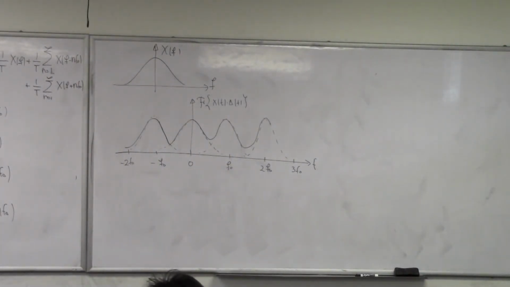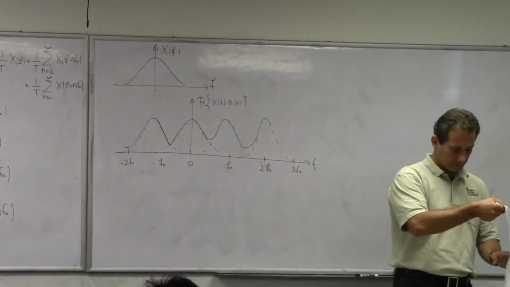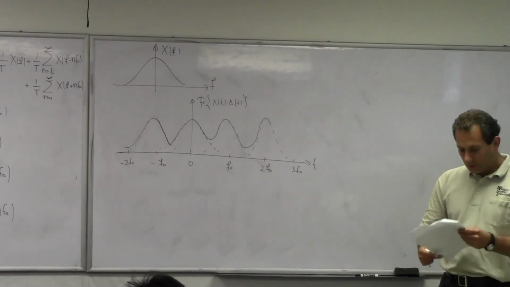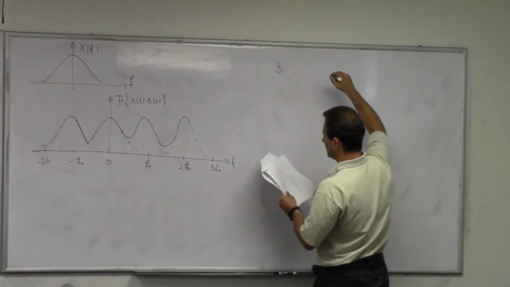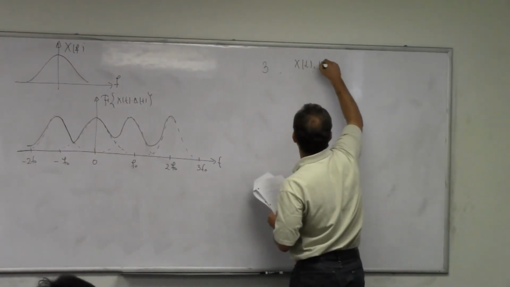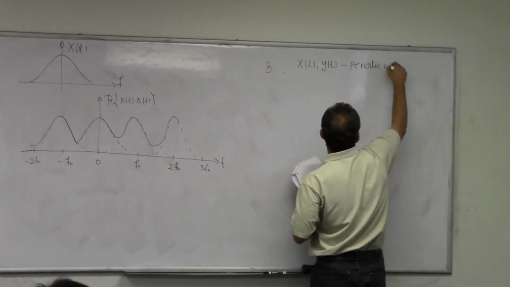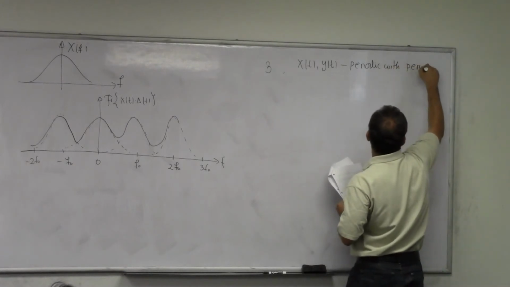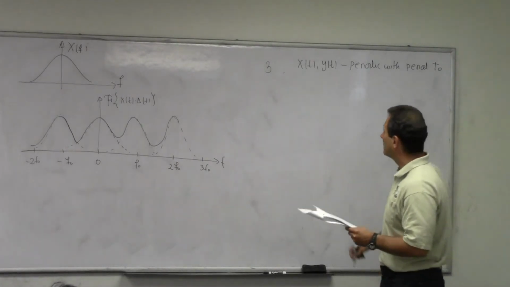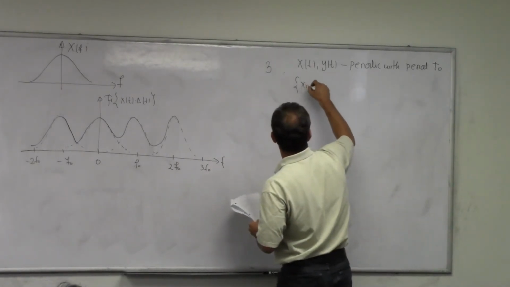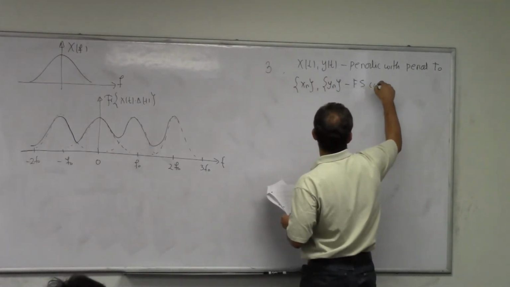I'll just look at the next problem. So the next problem considers two signals, x of t and y of t, and they're both periodic with period T0. And it says let xn and yn be the coefficients of their Fourier series.